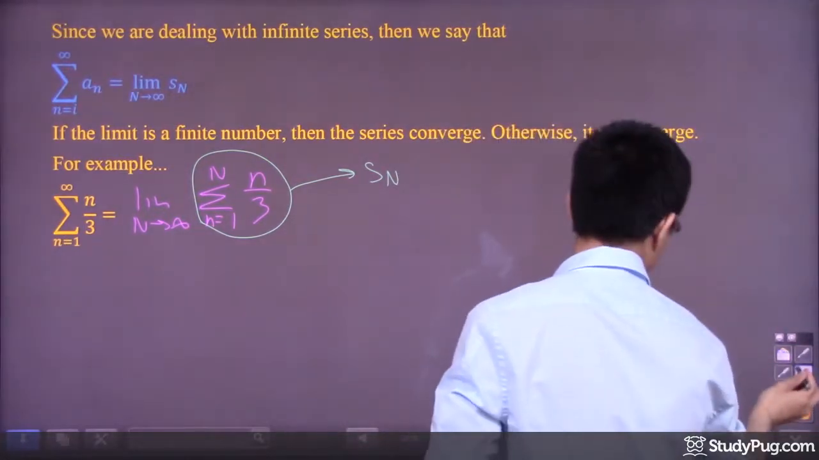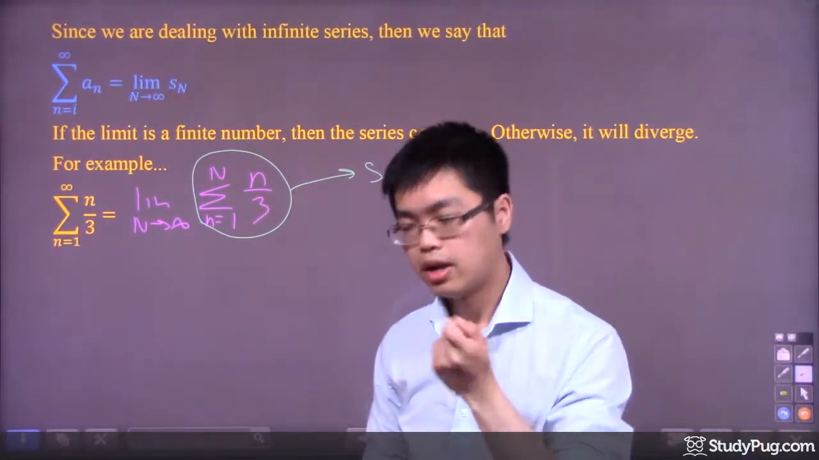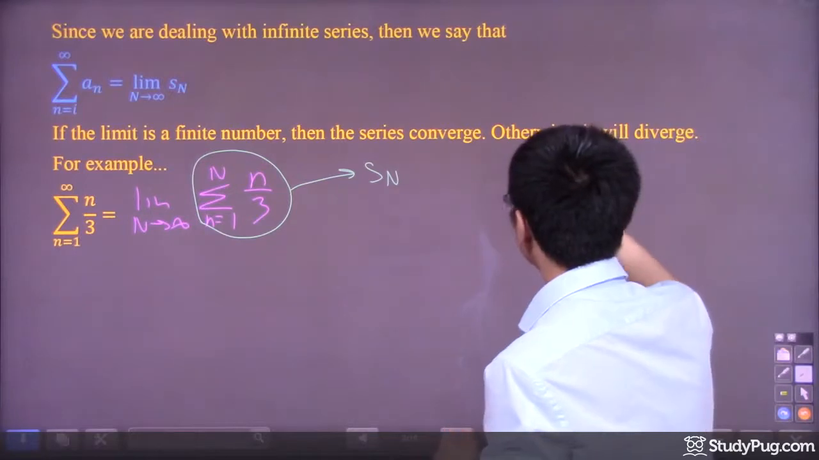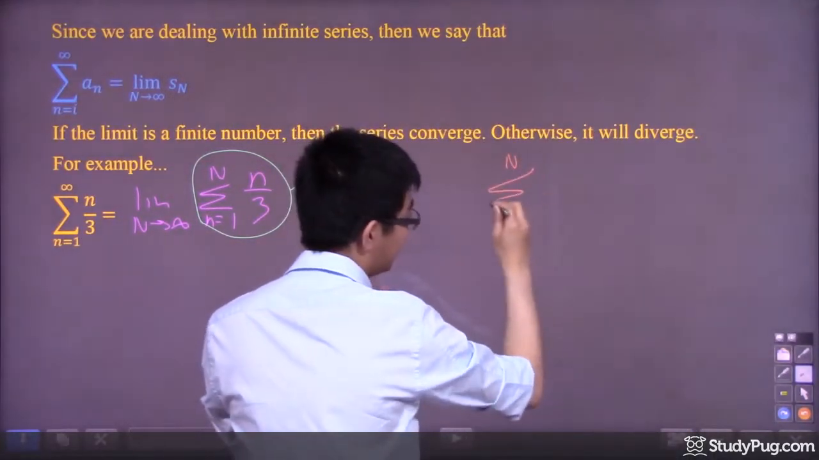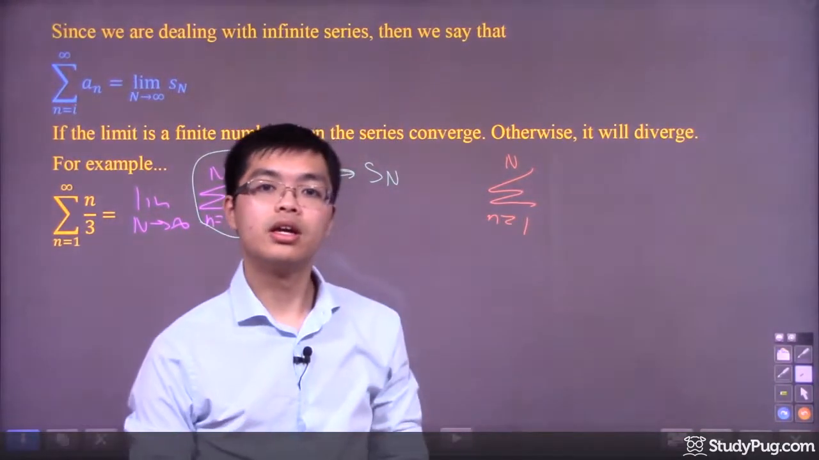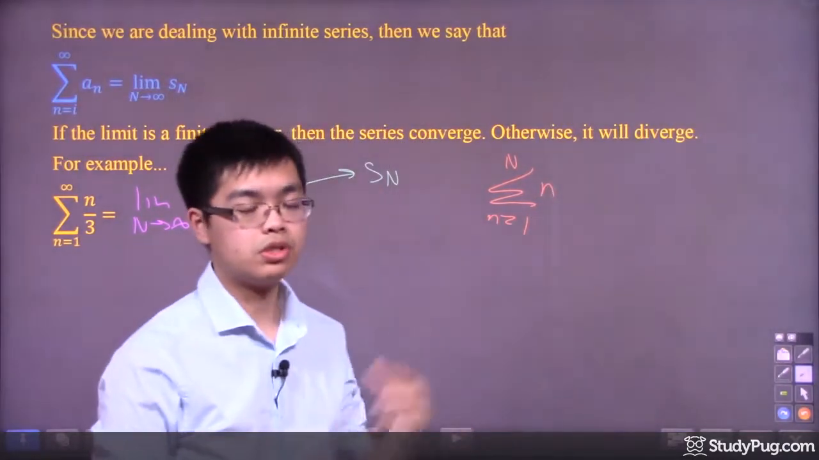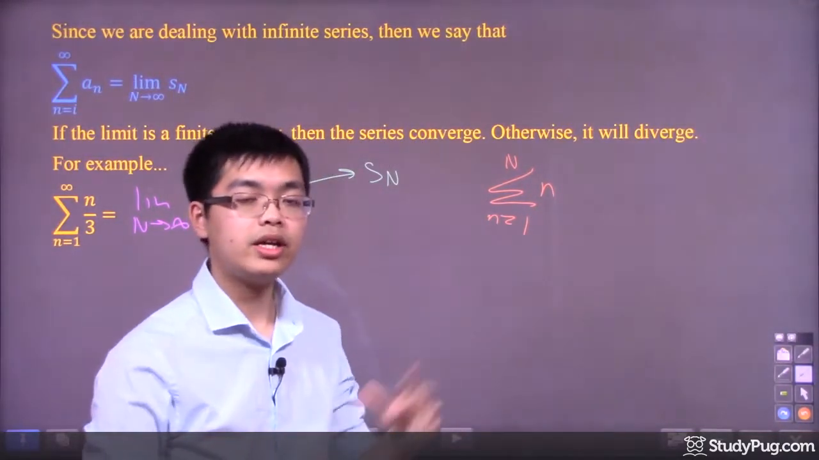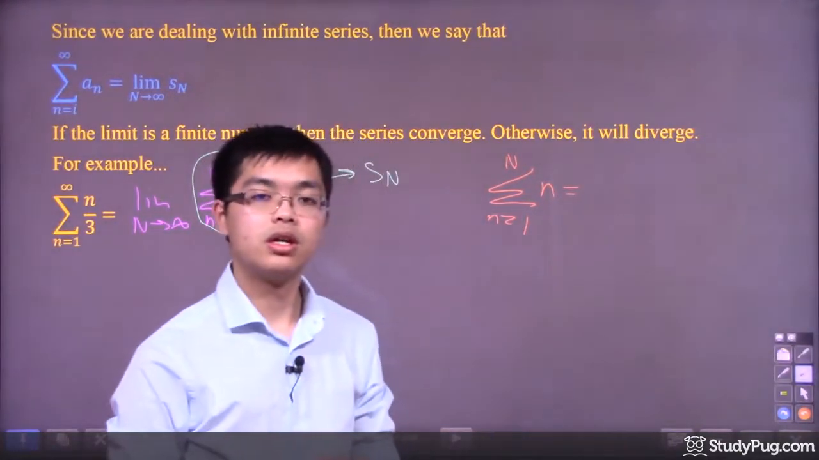I have a formula, and what this formula tells me is that if I have a series that goes from 1 to n, and the sequence in there is n, then I can use a formula for this.